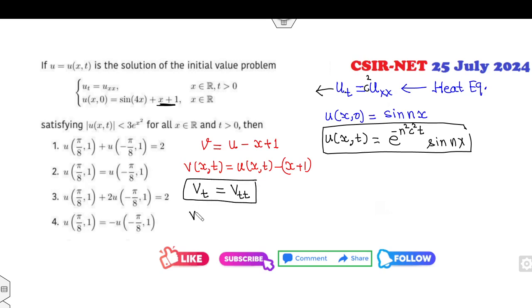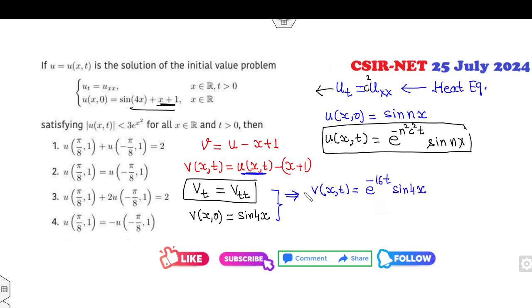Then what is the value of the initial condition? v of x comma 0. What is v of x comma 0? In this case, x plus 1 cancels. It's sine of 4x. Now it's a complete heat equation. So I can solve this equation. What is the solution of this problem? e raised to power minus 16t times sine of 4x.